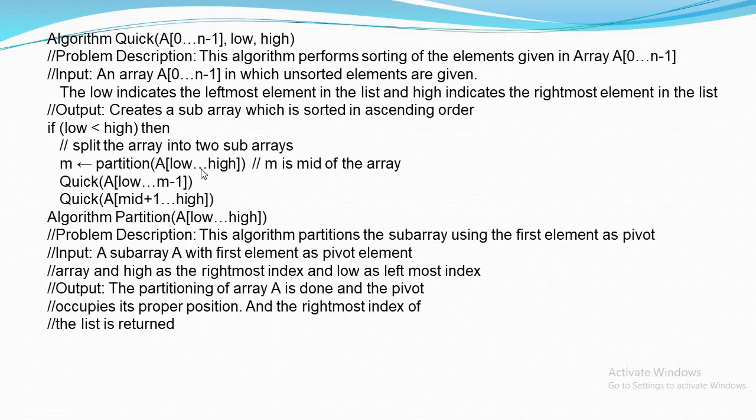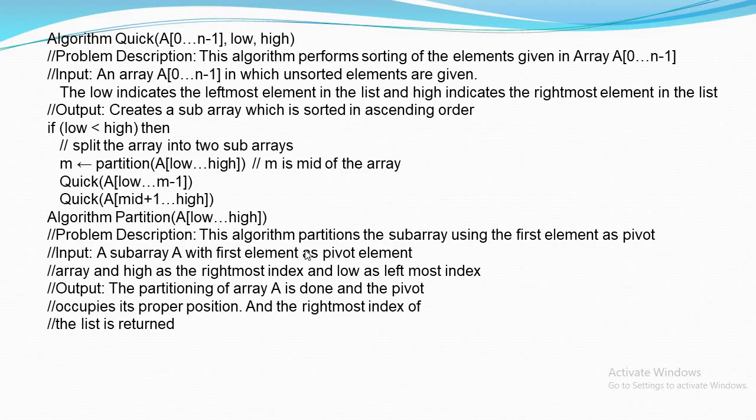So these are the problem statements. This algorithm performs the sorting of elements in an array. The problem description: the input is the given array, and the output is a subarray which has the sorted elements in ascending order. If low is less than high, we split the array into two subarrays. Then M is the middle of the array. Then we call Quicksort on the subarray from low to mid, and on the subarray from mid plus 1 to high.